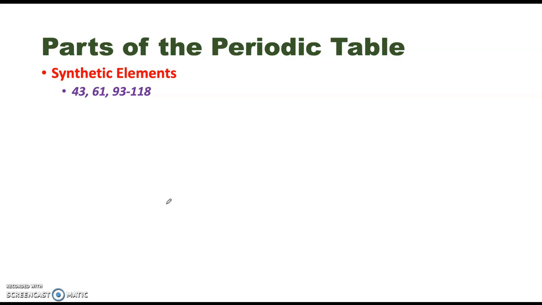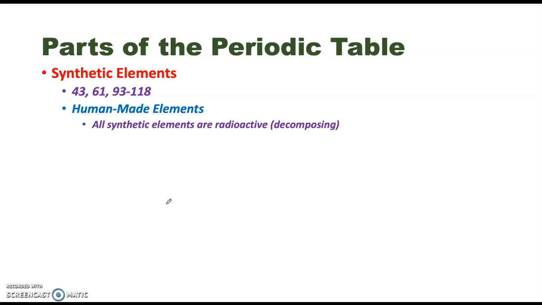Now some fun facts about the periodic table. The synthetic elements are number 43, 61, and anything 93 or bigger. So what do we mean by synthetic? That means they're human-made. That means they are not found in nature. Synthetic means not natural, so they're made in a lab.